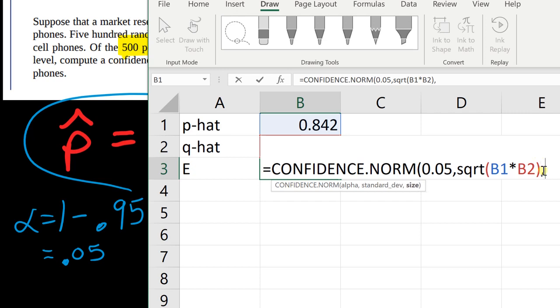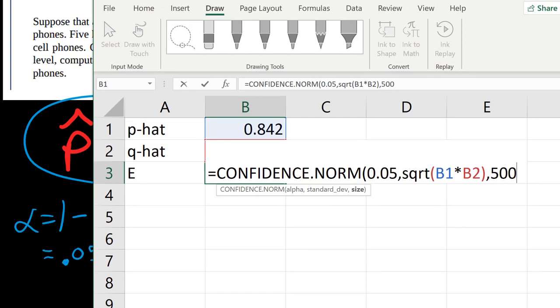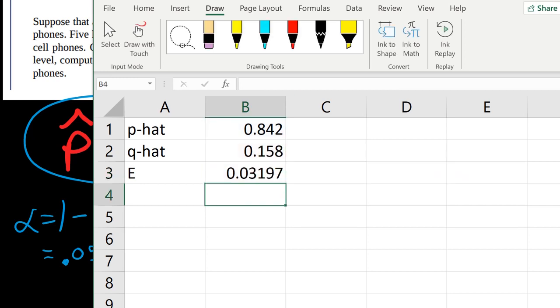Next, put a comma. Next, I need the size. Size is sample size. How many people were surveyed? 500. Close parentheses and press enter. There we go. There's our margin of error, 0.032. I'll round it, 0.032.